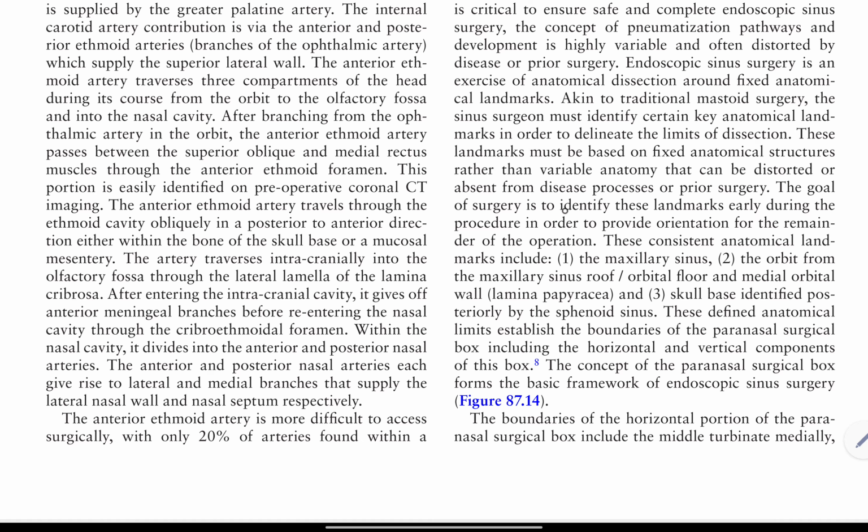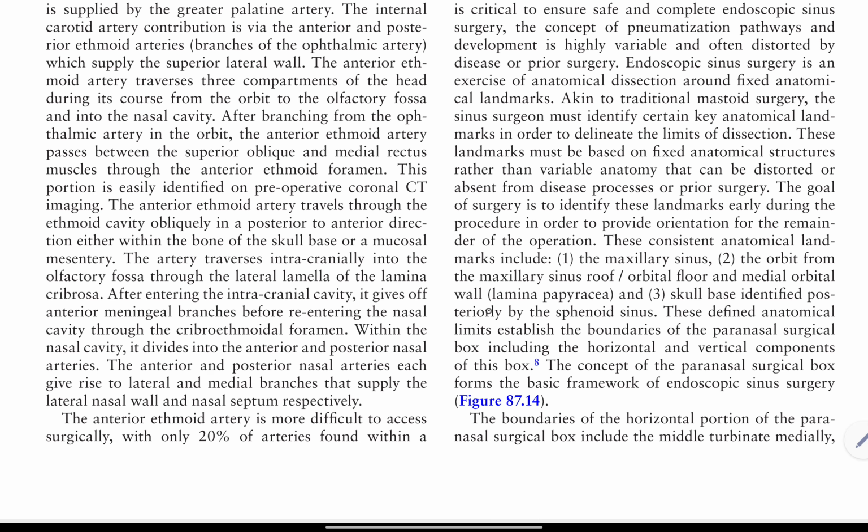The goal of the surgery is to identify these landmarks early during the procedure in order to provide orientation for the remainder of the operation. These consistent landmarks include: 1. Maxillary sinus, 2. Orbit from the maxillary roof or orbital floor, and medial orbital wall lamina papyracea, and 3. Skull base identified posteriorly by the sphenoid sinus.